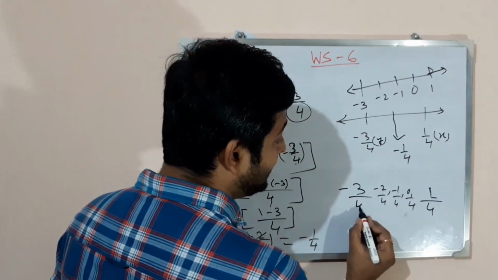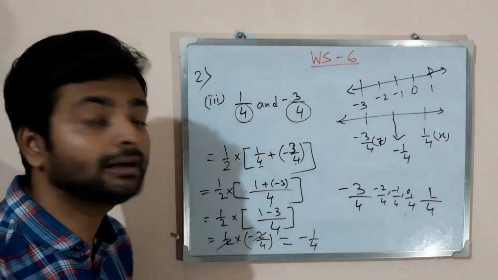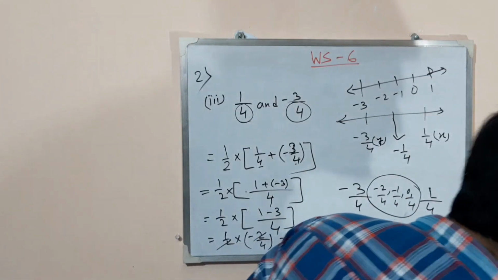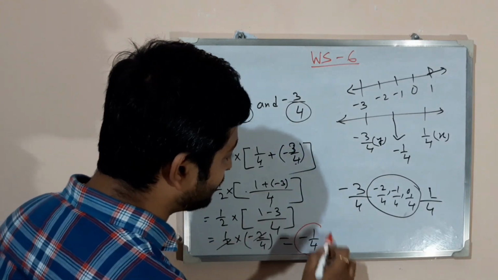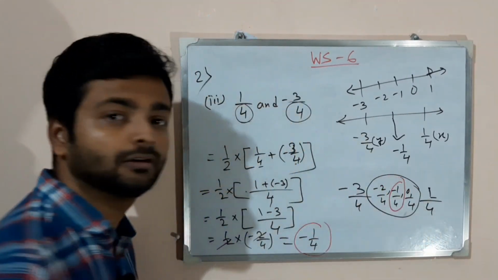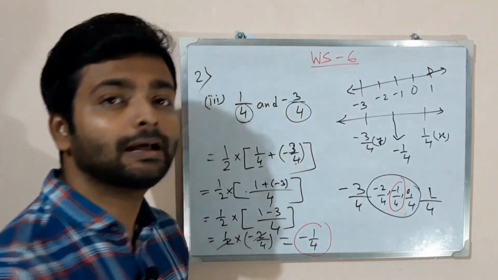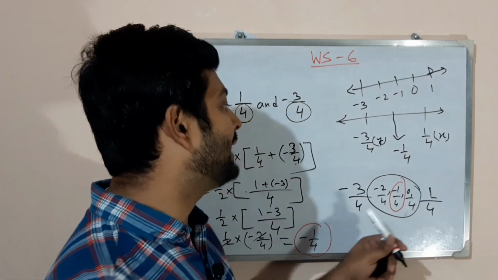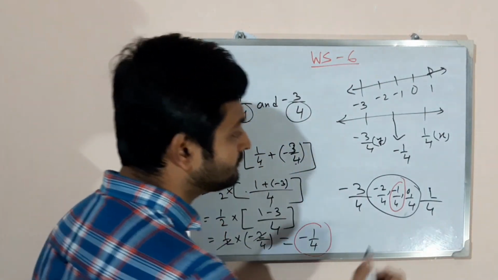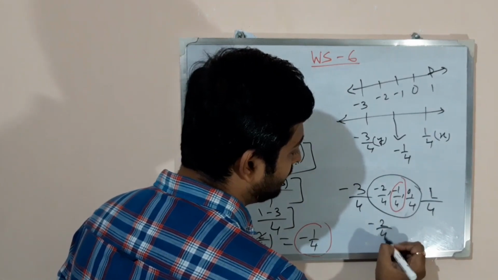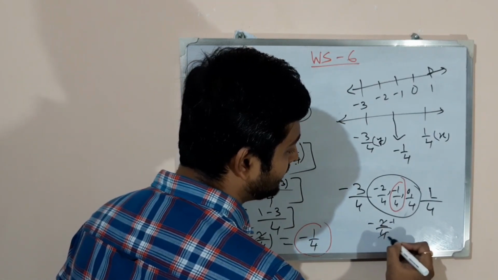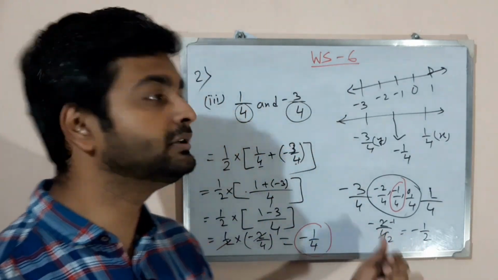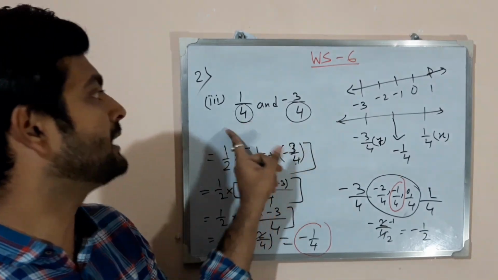So you can see in between minus 3 by 4 and 1 by 4, how many rational numbers you will get? 3 rational numbers. And you can see that our answer is coming minus 1 by 4 and it is already present. So simply what to write? The next sum again I will show you how to do that. So you can write any of them. And one more thing, minus 2 by 4 is there, no? You can simplify it, that is minus 1, that is 2. So minus half is the answer.